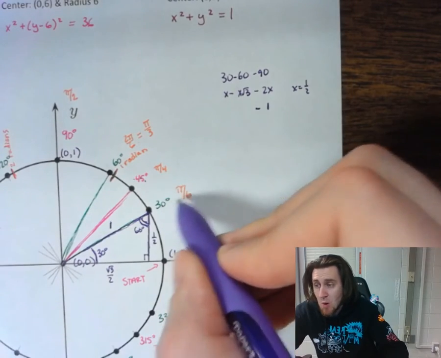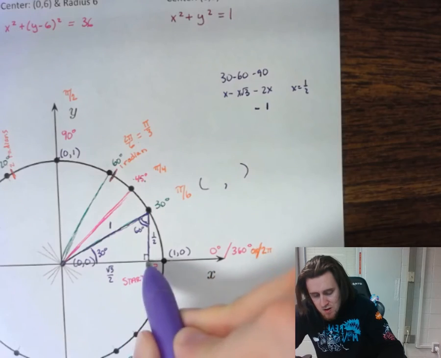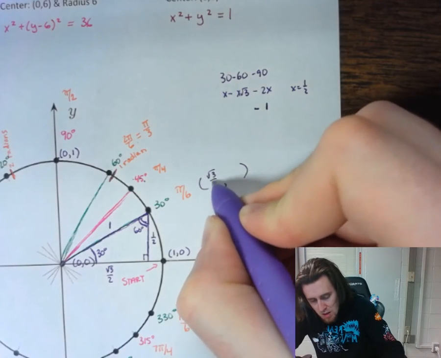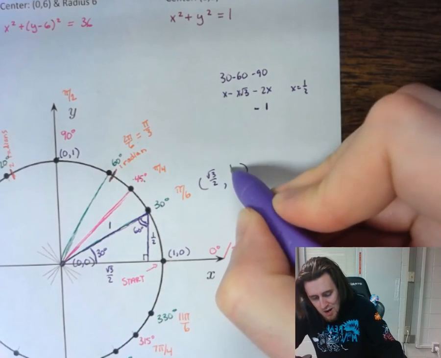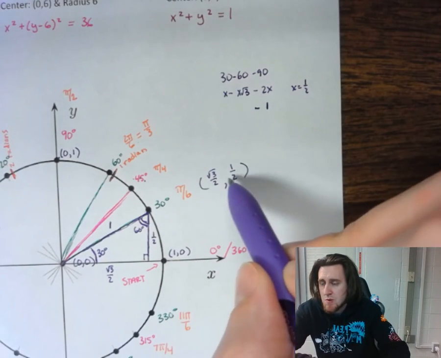Which means that the point is going over root 3 over 2 and up 1/2. So at 30 degrees, the point is root 3 over 2, 1/2.